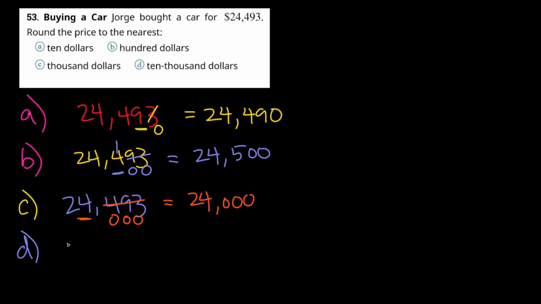And for part D, we have $10,000. We want to round to the nearest 10,000. So we have 24,493 with the original price. And we're looking at the 10,000s place value. So that's going to be where this 2 is at. This is in the 10,000s. And we look immediately to its right. 4 is less than 5, which means we're going to round down. We want to change all of these digits to 0. So we have this number rounded to the nearest 10,000 is 20,000. We ended up rounding down because 4 is less than 5.